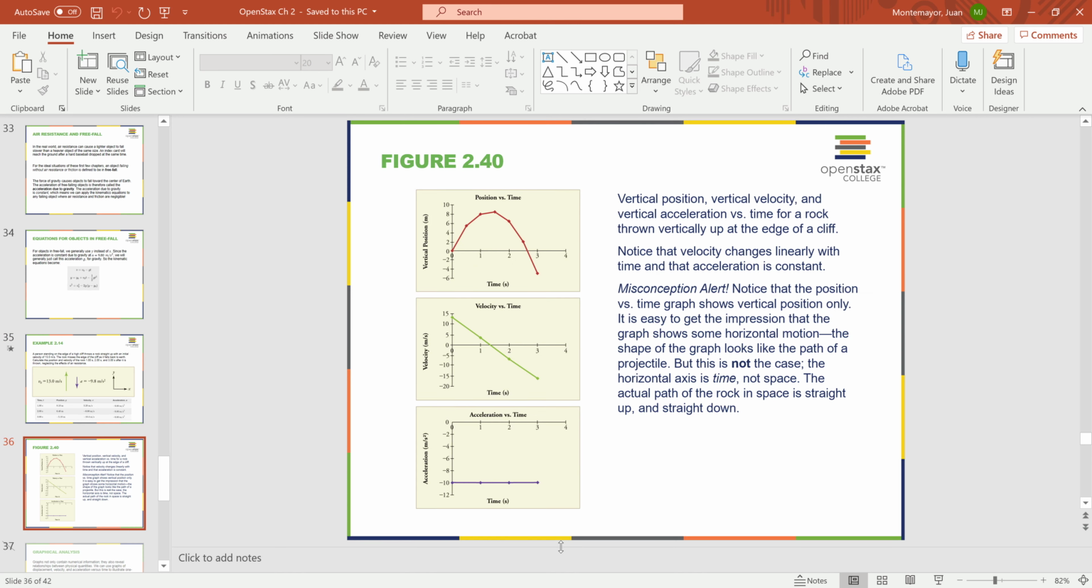So, misconception alert: notice that the position versus time graph shows a vertical position only. It is easy to get the impression that the graph shows the horizontal position. So they're talking about this first graph right here. We're only discussing the position in the y direction, the vertical position. Even though this graph shows a y direction and an x direction, you have to realize our x direction here is time. We have a graph doing position versus time. This isn't a graph that is going in your x coordinate and your y coordinate. We're dealing with position versus time here.